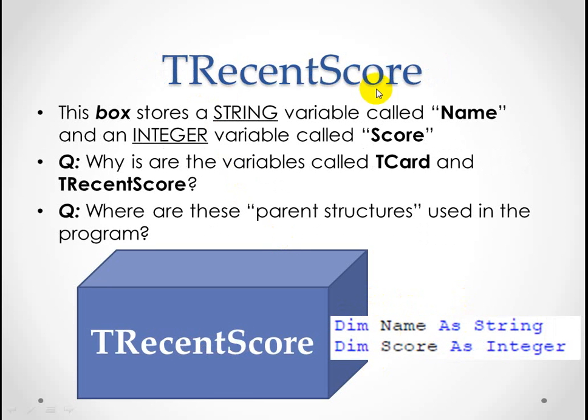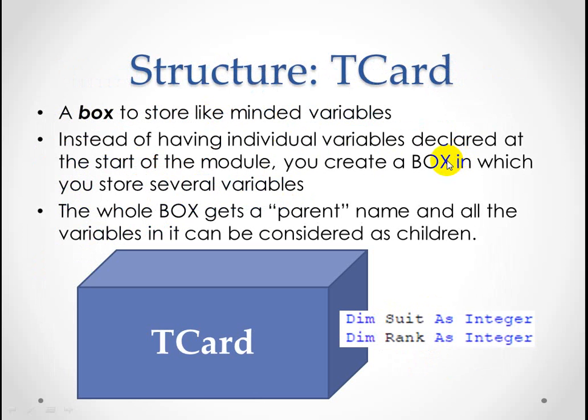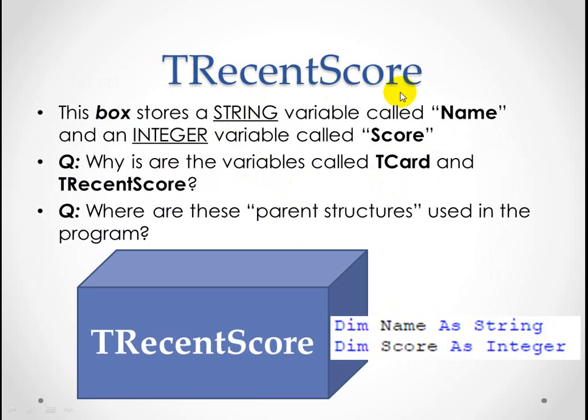Here's another structure called T recent score. What's to do with T recent score? Name and score. I've recently sent you an email, this is the latest, which is concerning writing who got what score. And interestingly enough, right at the top of the program, you'll see there's a limit to the number of scores that can be recorded. So T recent score, this box stores a string. Could that be top recent scores? This box stores a string variable called name and an integer variable called score.